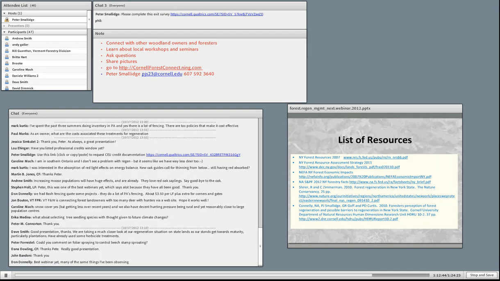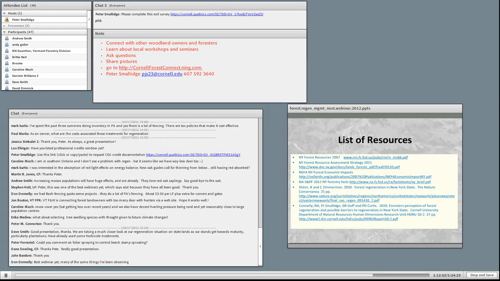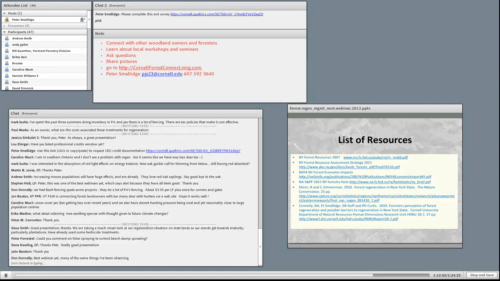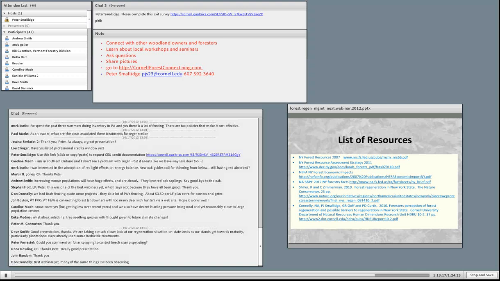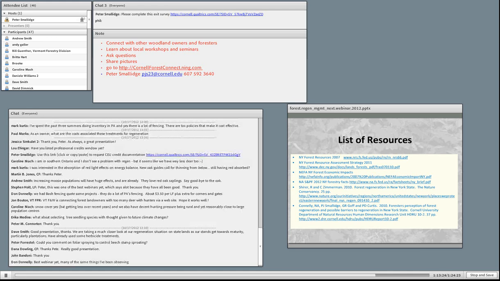Dave Smith, thank you. Taking a closer look at a regeneration situation on state lands as our stands get towards maturity. Yes, particularly plantations. We already have used some herbicide treatments. A lot of foresters, and I'm by no means on the front edge of this, are very aware of the potential for concern and the need to regenerate. Foresters 80 years ago were worried about plantation establishment and planting trees because the landscape had been deforested, converted to agriculture from forest land. So as the forests mature, our focus on different issues has changed.